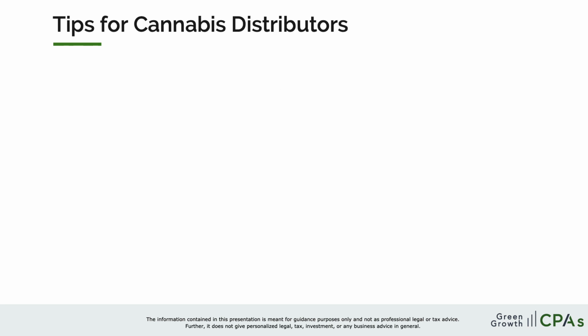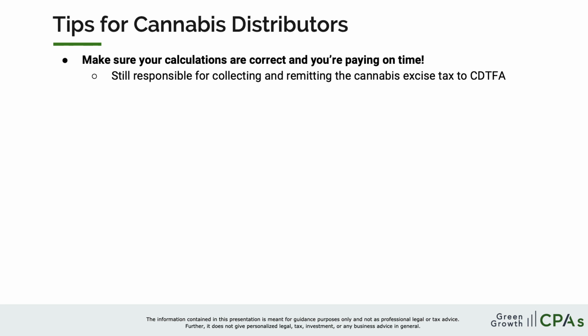Now, some quick tips for cannabis distributors. As a distributor, this really has no material effect on your business operation aside from making sure that your calculations are correct and that you're paying the excise tax on time. You're still responsible for collecting and remitting this cannabis excise tax to the state authorities. But again, the caveat is that you'll need to change your calculation.